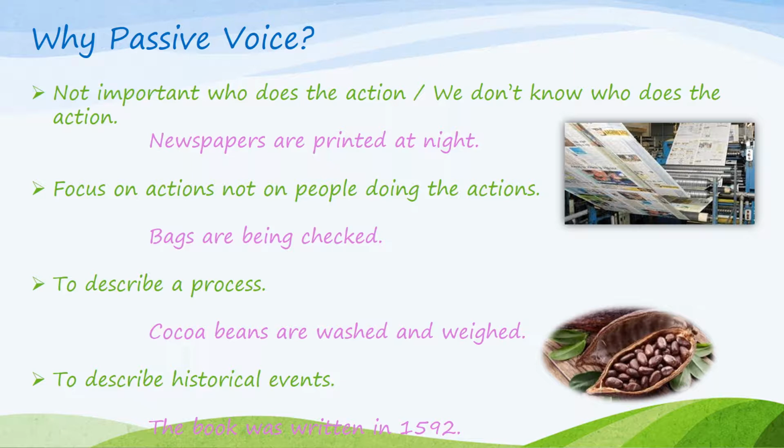Let's talk more in detail about what the passive is and how it is formed. Passive sentences are commonly used if it is not important or necessary to tell who does the action or if we don't know who does the action. Newspapers are printed at night. When we want to focus on the action, not the person doing the action, passive is preferred.